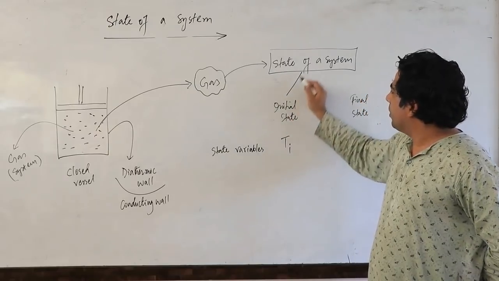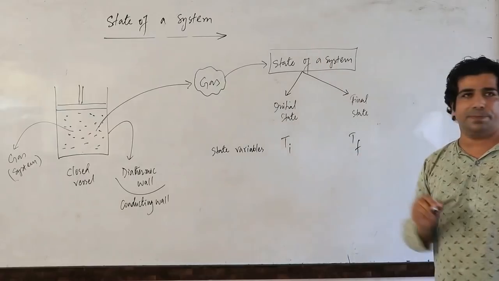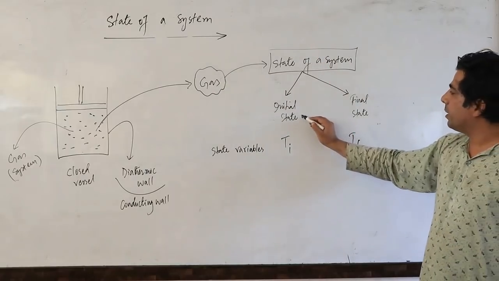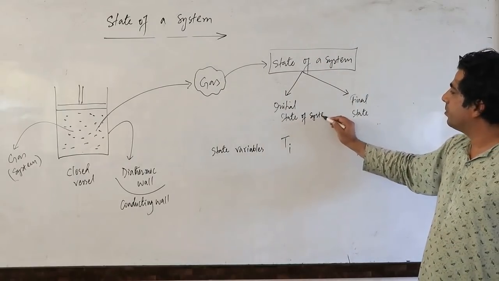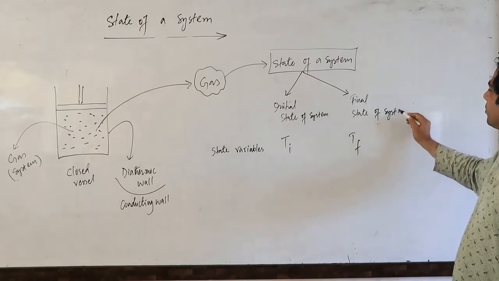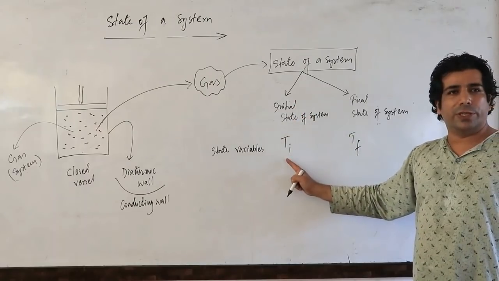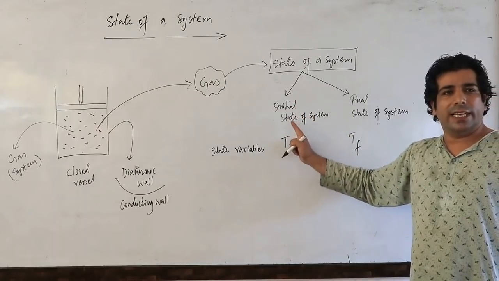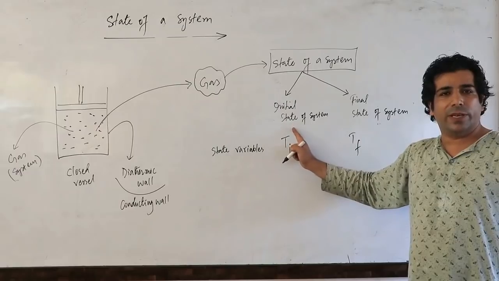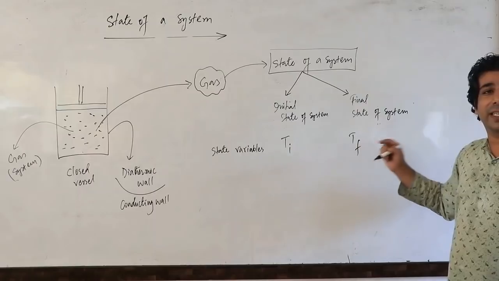So these two are basically the initial state and the final state of a system. Let me call this the initial state of the system, and this is the final state of the system. This initial state of a system is at low temperature. That means less energy will be there, less kinetic energy. And this is at high temperature, so more kinetic energy is here.